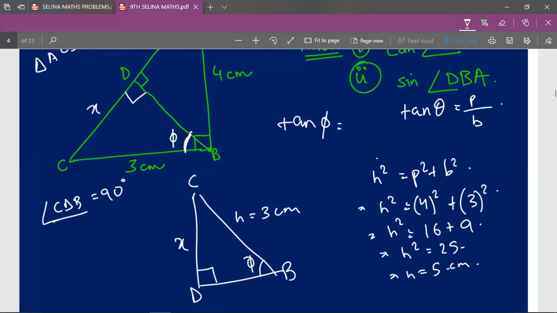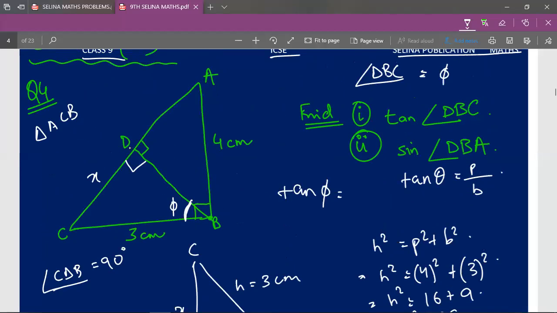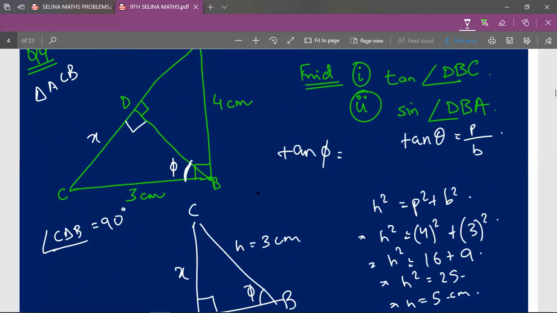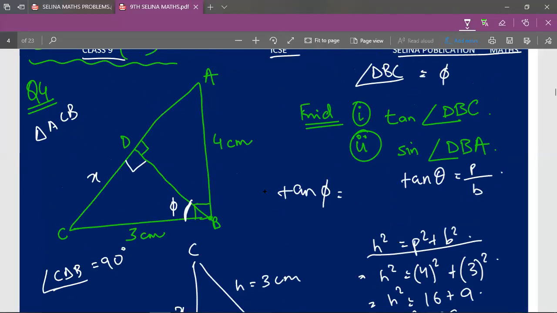So to find the hypotenuse in triangle ABC, first we have to use the Pythagoras theorem. The Pythagoras theorem is H square is equal to P square plus B square. Okay. And the first thing that you should do is write the Pythagoras theorem in alphabetical order. So what is H square in triangle ABC?